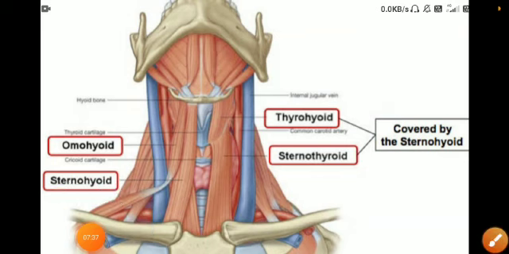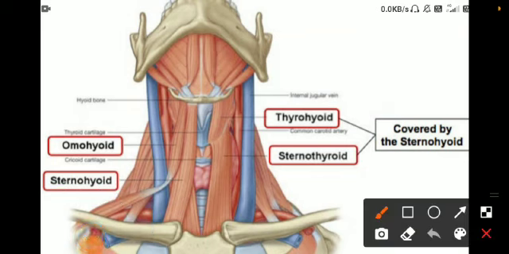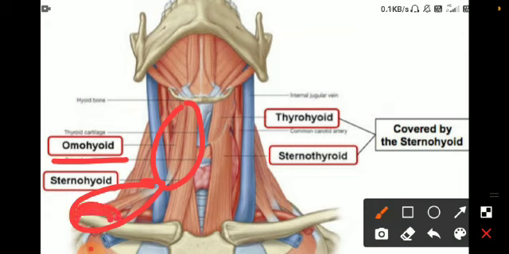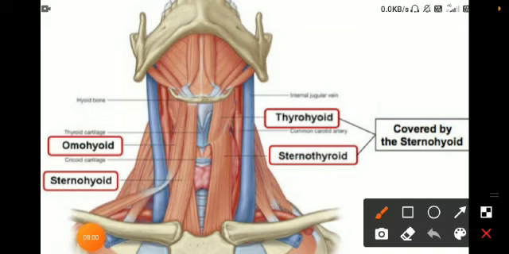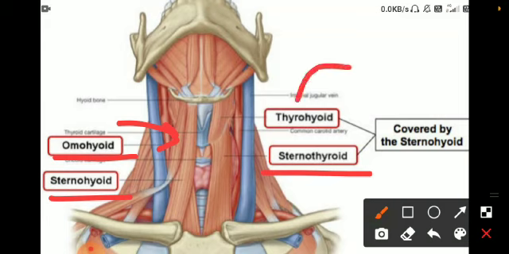Let's talk about another infrahyoid muscle, the omohyoid. It has a superior belly and an inferior belly. It originates from the upper border of the scapula and inserts into the lower border of the hyoid bone. Nerve innervation of the omohyoid is by the ansa cervicalis. So the ansa cervicalis supplies the omohyoid, sternohyoid, and sternothyroid. Only the thyrohyoid is supplied by C1 through the hypoglossal nerve.